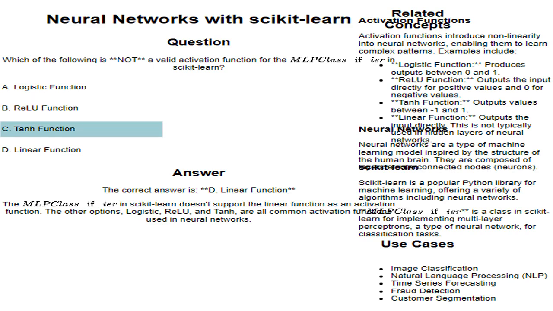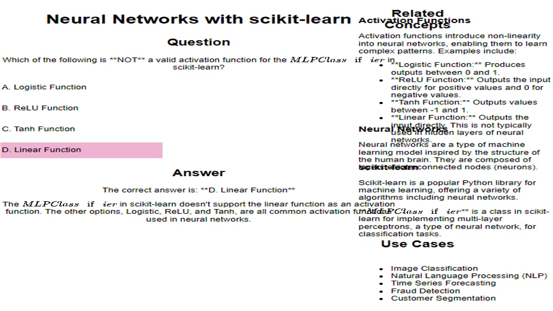False. C. tanh function. The tanh function is another valid activation function. It outputs values between -1 and 1, making it useful for tasks where a range of outputs is desired. False. D. Linear function. The linear function is not a valid activation function for the MLP classifier in scikit-learn. It doesn't introduce nonlinearity, which is crucial for neural networks to learn complex patterns.